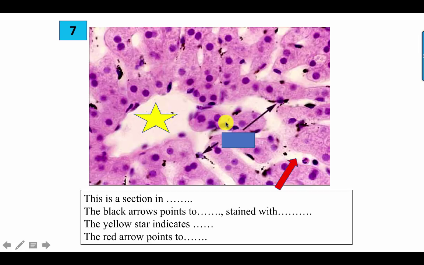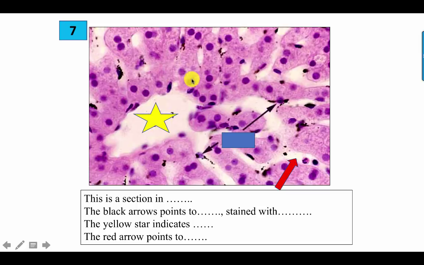Now this is section also in the liver. The black arrows point to the von Kupffer cell stained with vital stain as trypan blue, and the yellow star the central vein, the red arrow the blood sinusoid, and you can see here the neutrophil in the blood sinusoid and lymphocyte in the blood sinusoid. This is the typical blood sinusoid, and these are the von Kupffer cell in the wall of the blood sinusoid taking the vital stain of trypan blue, and this is a central vein.